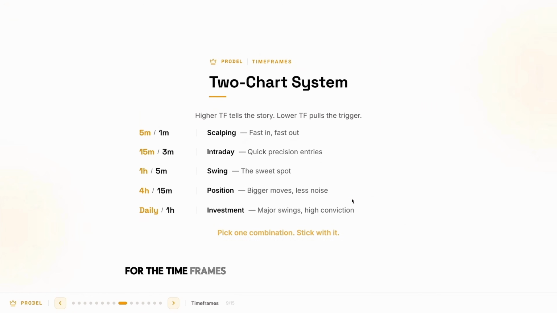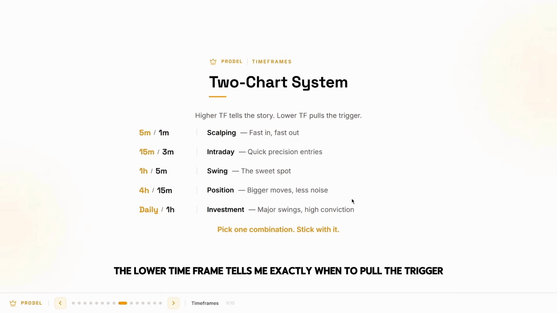For the time frames, I always work with two time frames: a higher time frame for analysis and zone marking, and a lower time frame for entries. The higher time frame tells me the story. The lower time frame tells me exactly when to pull the trigger. Pick one combination that matches your schedule and stick to it.